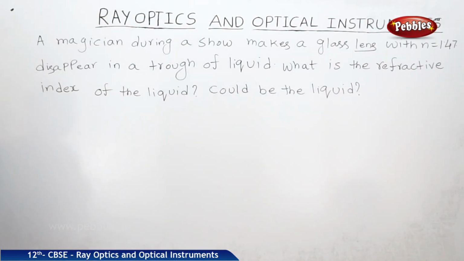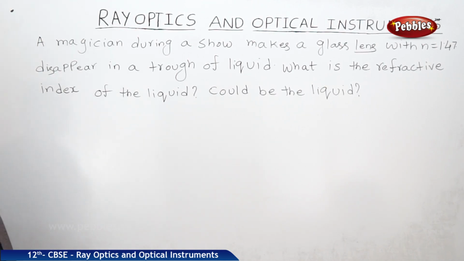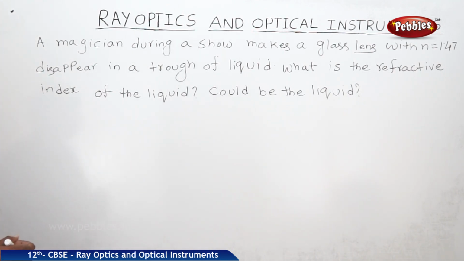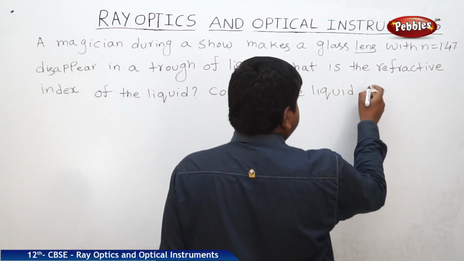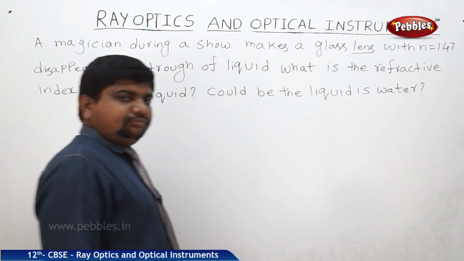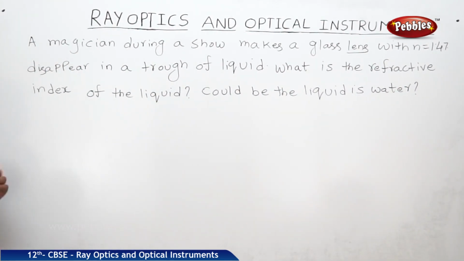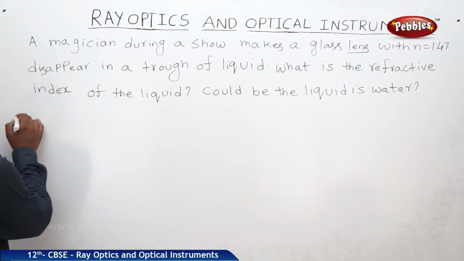Let us see one problem which relates to 1/f = 1/v − 1/u, or the refractive index of spherical lenses. A magician during a show makes a glass lens with n = 1.47, meaning the refractive index of the glass lens is 1.47, disappear in a trough of a liquid. What is the refractive index of the liquid? Could the liquid be water or not? This is a textbook exercise problem. So if you see the question, a magician during a show makes a glass lens with refractive index equal to 1.47.